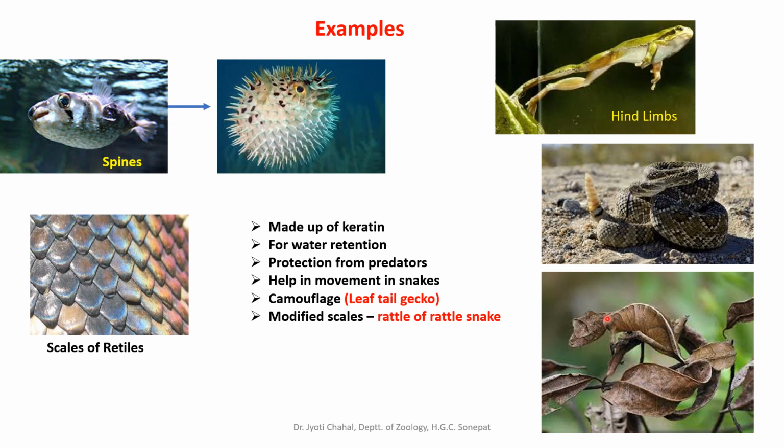So here is the gecko, you can see here is the gecko. It is the mouth of the gecko, and that is the thorax and trunk region, and that is the tail, and here are the legs. So this is the gecko, you can see clearly. So that is helpful in camouflage.